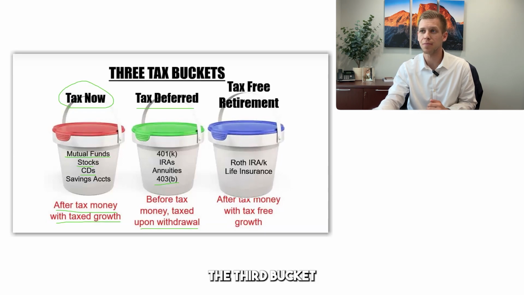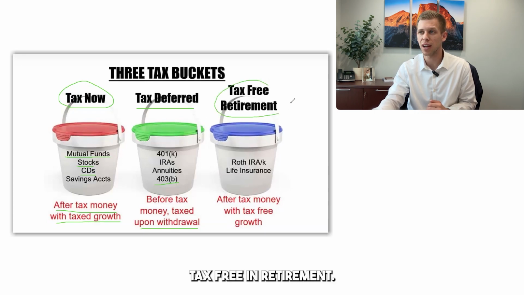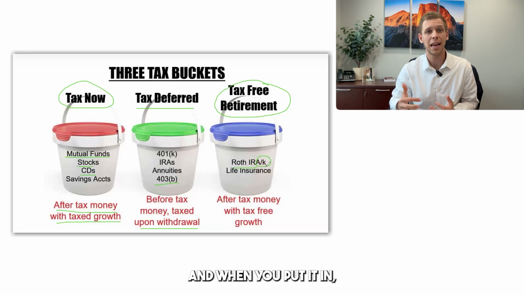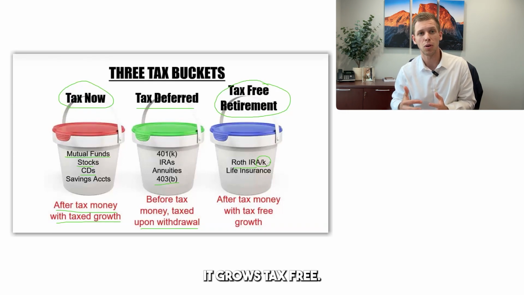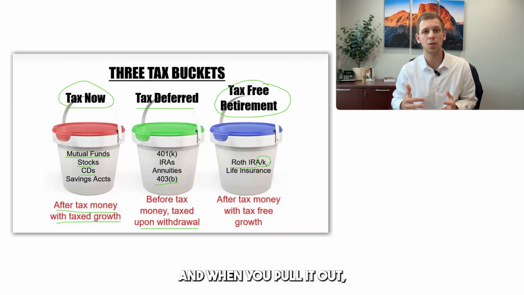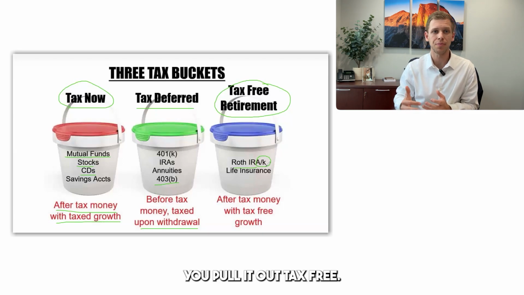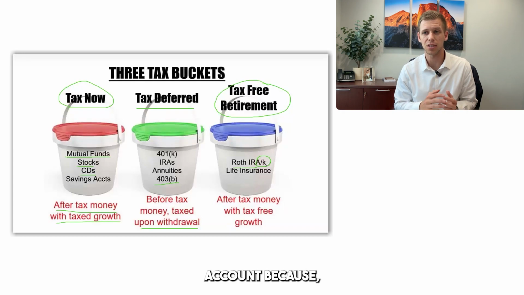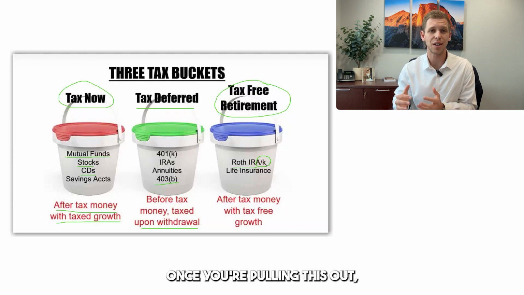The third bucket is the tax-free in retirement, and that is usually Roth accounts, so Roth IRAs or Roth 401ks. Now the money that you put into this account, you pay tax up front. You've already paid tax on it, and when you put it in, it grows tax-free, and when you pull it out, it's tax-free.